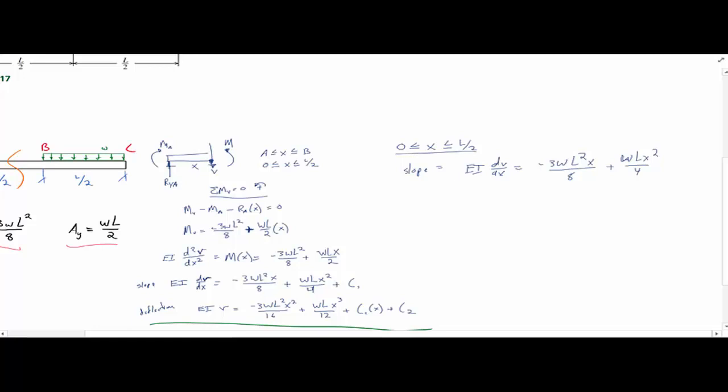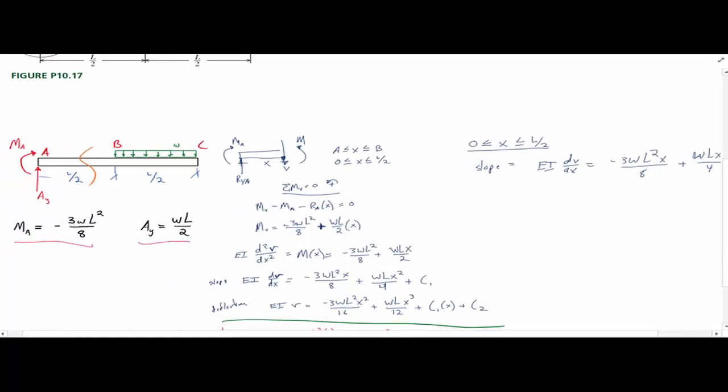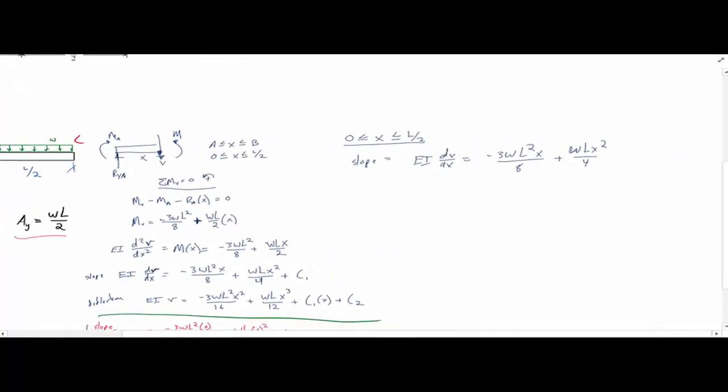So for the deflection at B, we'll just take our value of x, which is L over 2, and plug it in anywhere we see an x. And so we'll say EI dν over dx equals negative 3wL squared multiplied by L over 2 divided by 8 plus wL multiplied by L over 2 squared divided by 4. And so you should be able to solve this and find what the deflection is.